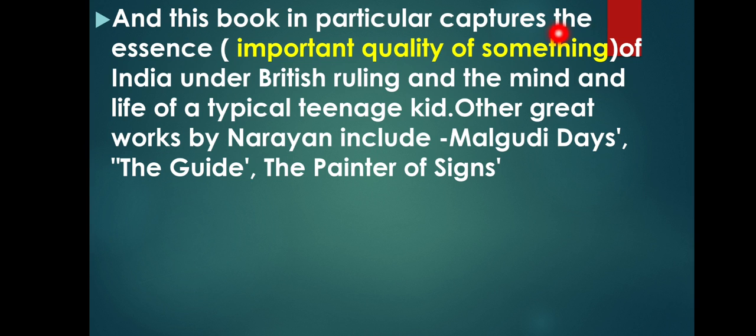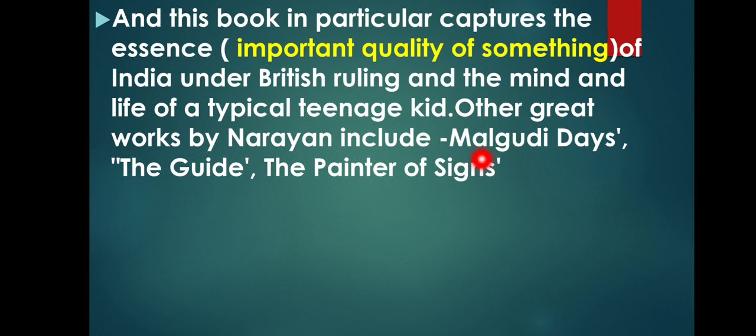Okay, then if we read about his writing, this book in particular captures the essence, that is the important quality of something, of India under British ruling and the mind and life of a typical teenage kid, right? So in this book we come to know about the era, how India suffered during British ruling, plus how a typical kid's life got affected, how a playful child was impacted by this particular British rule in India. This is what is described in this novel.